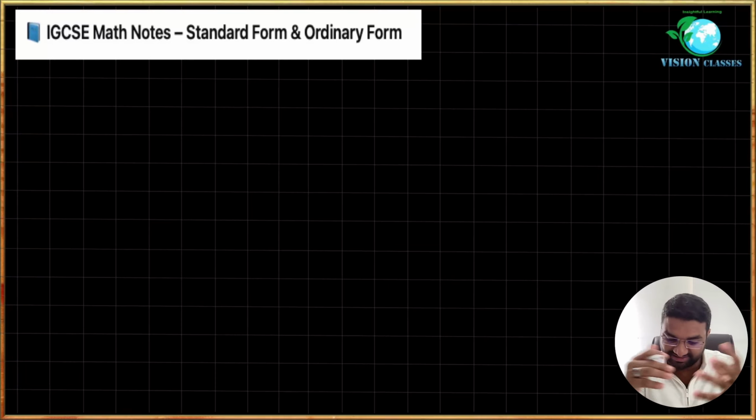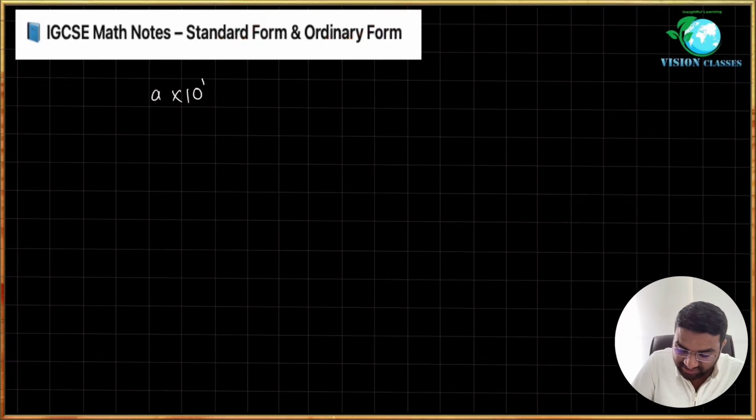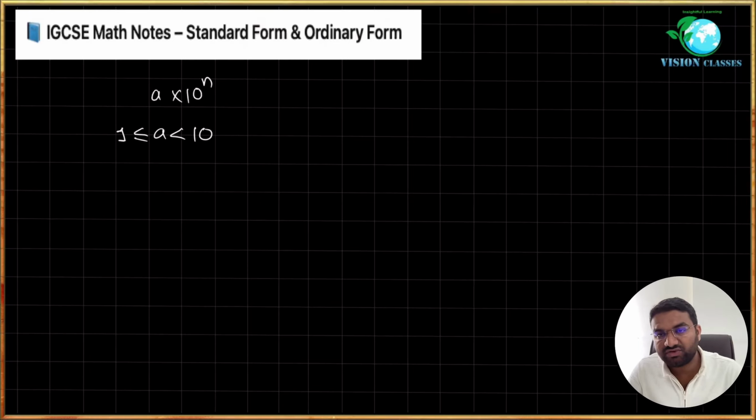So today we have to discuss the standard form and ordinary form. Standard form is written in the form of a times 10 to the power of n. n is the power, positive or it might be negative power, fine? So a must be greater than or equal to 1 and less than 10. Yeah, so it's a value between 1 to 9. Standard form is generally written in this fashion, a times 10 to the power of n.